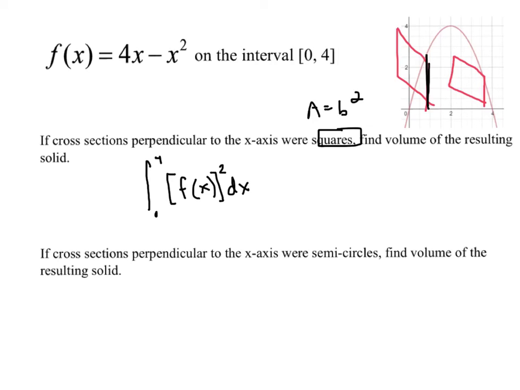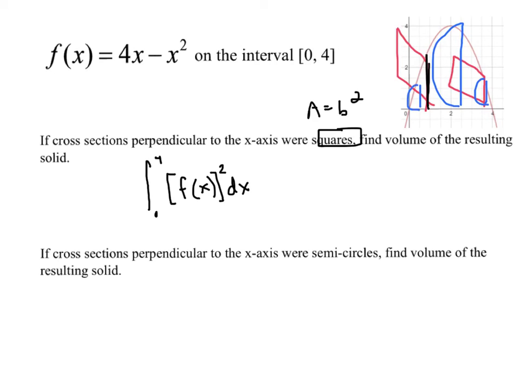We're always integrating cross sections. So when we do a revolution, like we did on the previous slide, all of the cross sections were circles because it revolved around. But here, the cross sections are squares. Okay. Well, now the next question says there's semicircles. So let me draw one of those. Okay, so now they're coming up like this.